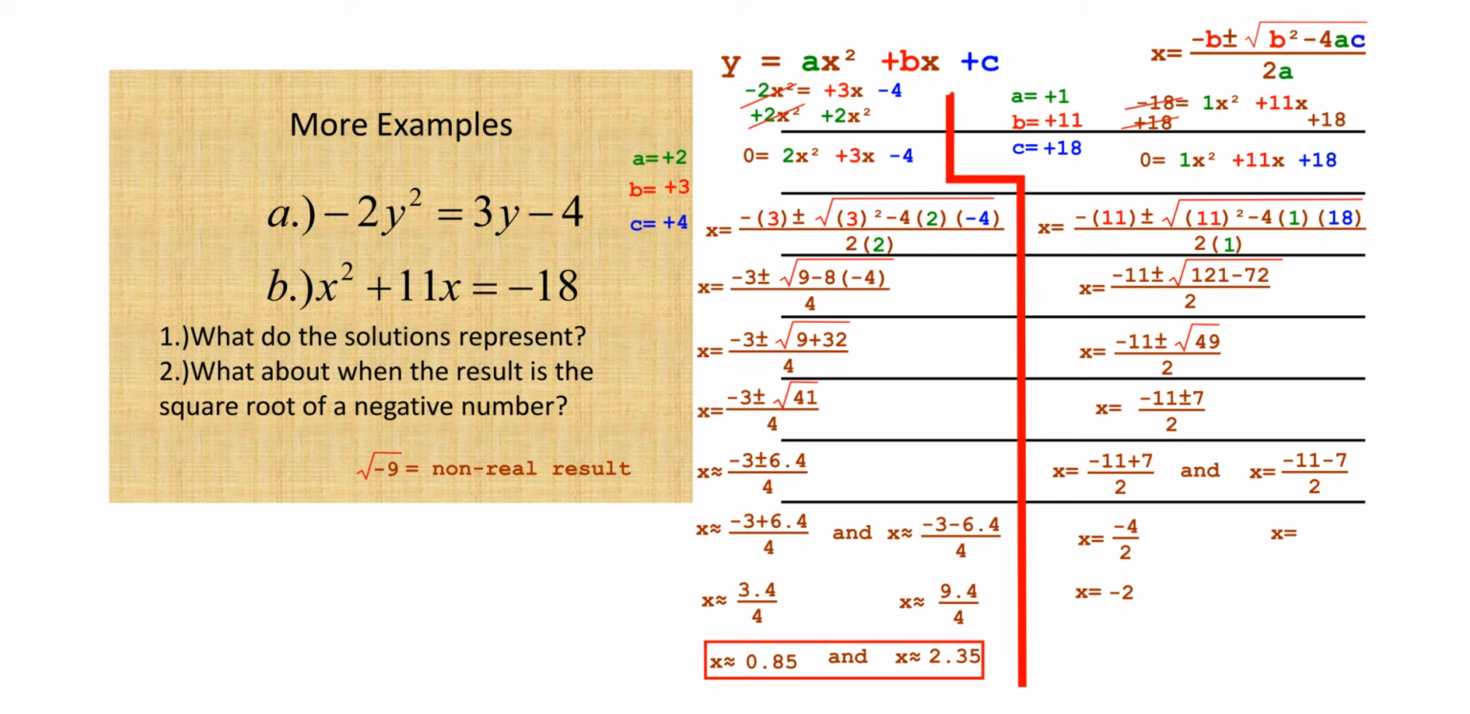Negative 11 minus 7 divided by 2, negative 19, 18, right? Pretty close. So negative 18 divided by 2, half of 18, 9. So negative 9. So our answers, x equals negative 2 and x equals negative 9 are our final answers.